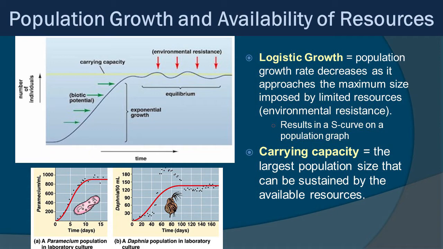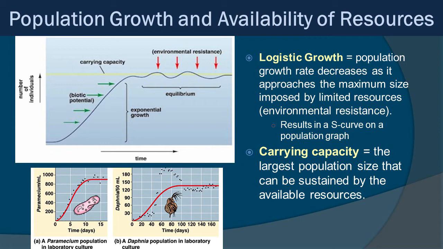It results in what we call an S curve on the population graph, where you've got that beginning of the exponential growth, and you can see that on the bottom graphs there with the paramecium and the daphnia, which are potentially a type of microorganism. They have that J-curve for exponential growth, but then all of a sudden it starts to curve down and then sort of level out. And you'll see on the larger chart on the top how it sort of wiggles up and down a little bit. That's because that resistance and the actual amount of organisms that can be sustained in a habitat, in an ecosystem, sort of fluctuates as well.